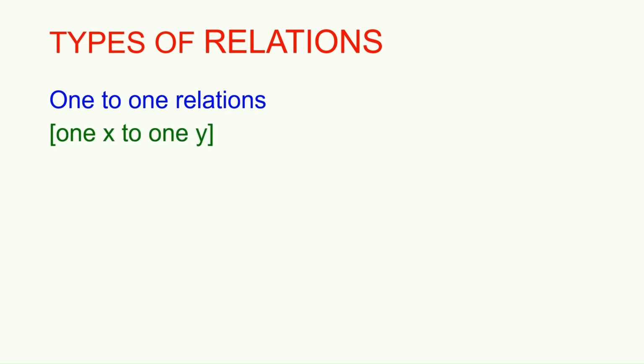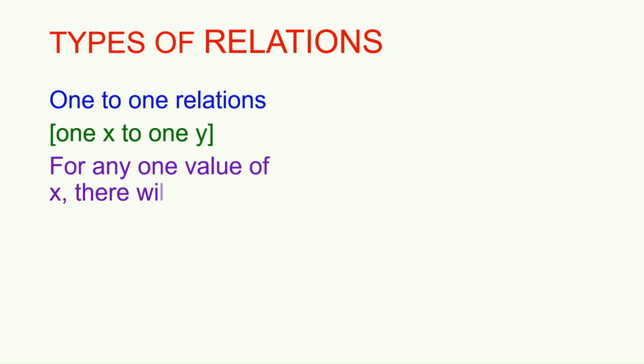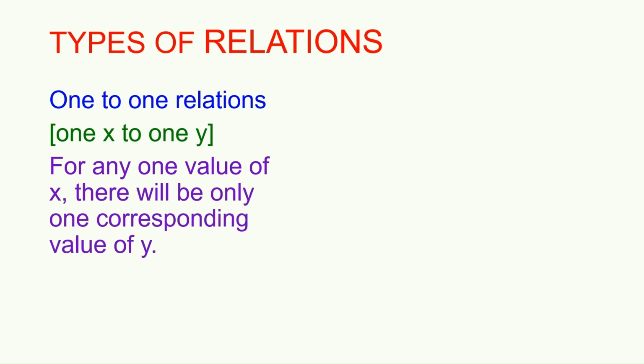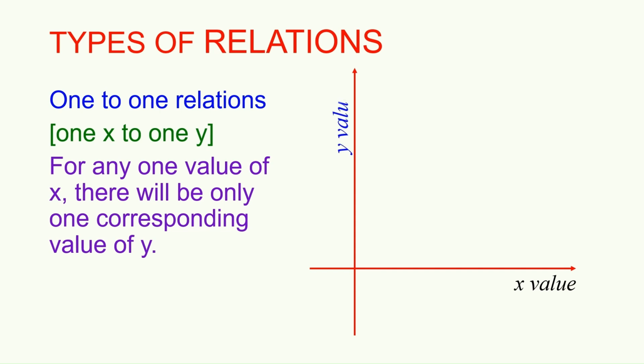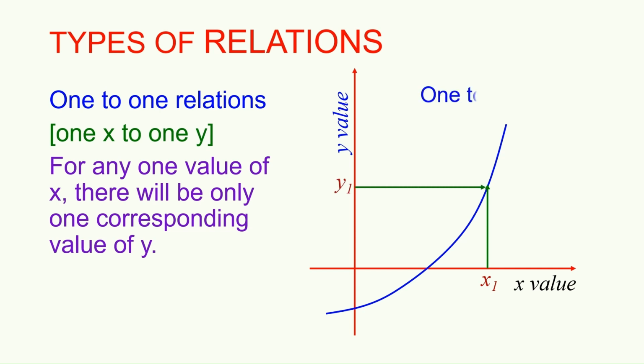One-to-one relations, one x to one y. For any one value of x, there will be only one corresponding value of y. To explain it further, we draw a function of x, or y versus x, on the Cartesian plane or graph. Any value x1 on the curve will have only one value of y, y1. This is a one-to-one relation between x and y.